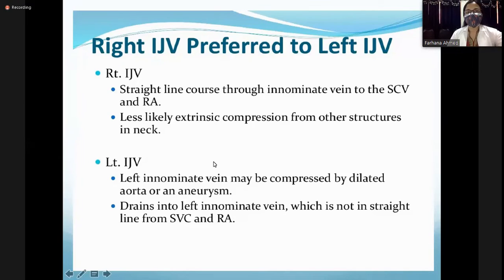I already discussed why we choose the right. The right has a straight course through the innominate vein to the superior vena cava and RA, with less likely extrinsic compression from other structures in the neck, whereas the left has a more curved course and needs to cross the aorta and other structures of the neck. So if there is any pathology in the aorta like aortic aneurysm, it may compress the left internal jugular vein. So in that case, we may not get the true reflection of right atrial pressure change in the left internal jugular vein.